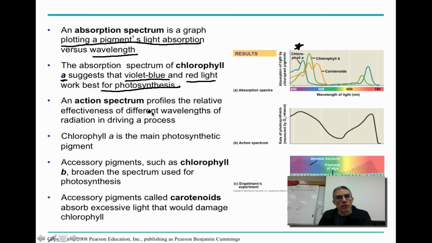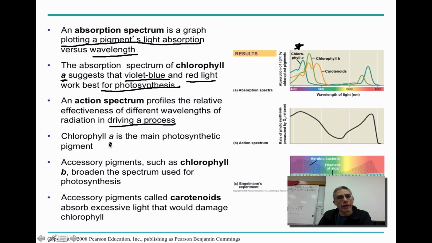An action spectrum profiles the relative effectiveness of the different wavelengths of radiation in driving a certain process. In other words, the ability of it to actually drive the process of photosynthesis. And again, if you notice, it's pretty high here within this area, and pretty high also, as I said, in this area of the spectrum.